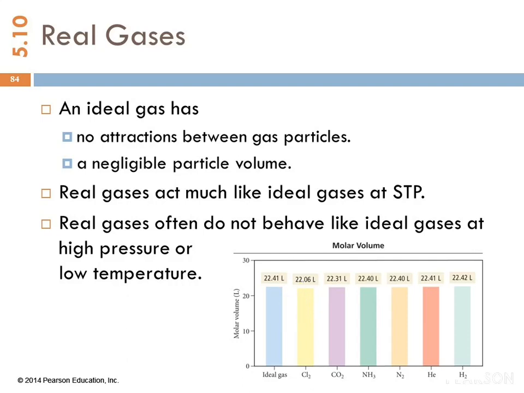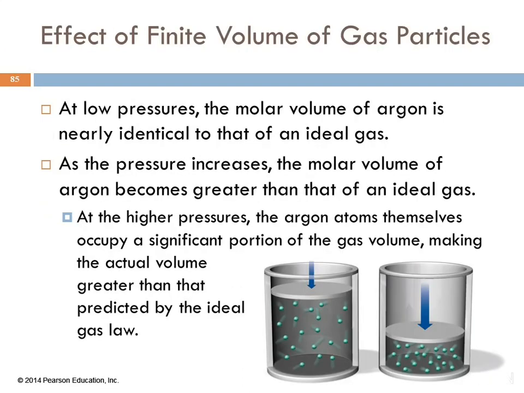When we get to high pressure or low temperature, we start to see some larger differences between what we expect from ideal gas behavior and what we actually see with real gases. And that relates to those two ideas of the ideal gas, that the particle size doesn't matter at all and that they don't interact. So finite volume, when we get to low pressures, the molar volume of argon is nearly the same as an ideal gas.